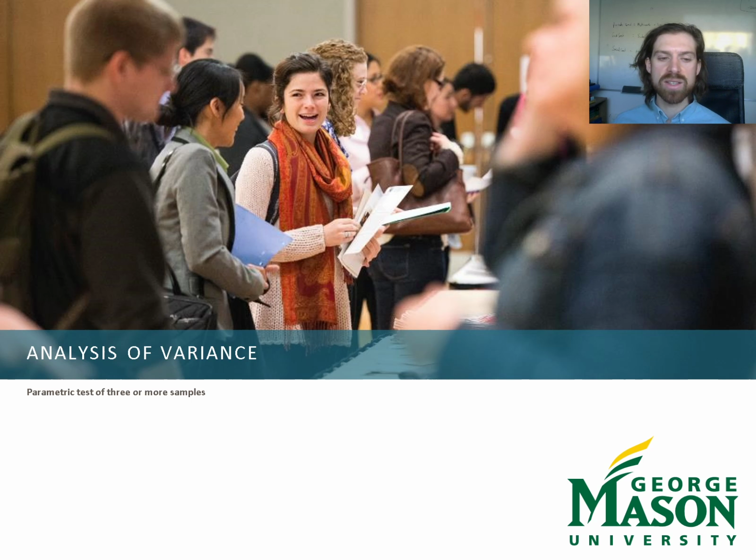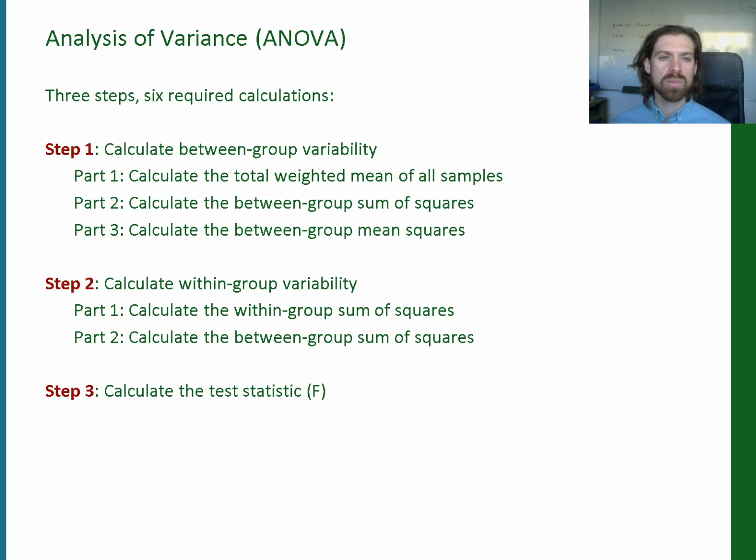Now we're going to get into ANOVA, so analysis of variance for parametric data. We have 3 different steps, and there are 6 required calculations in order to calculate ANOVA. I think that this is the clearest way to present it.